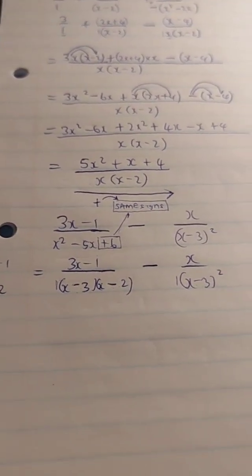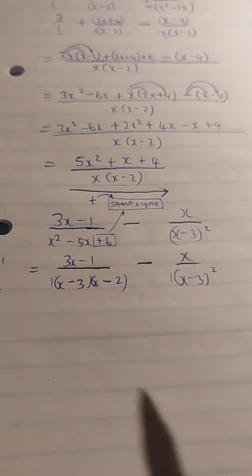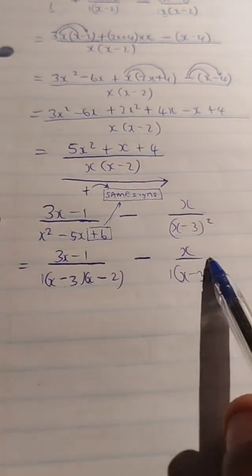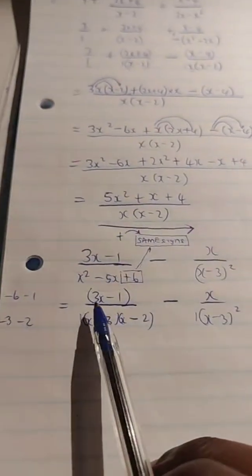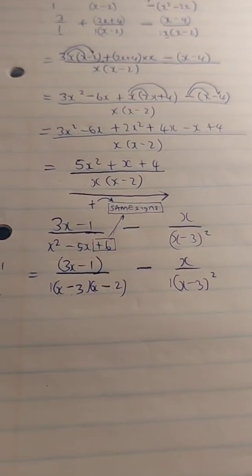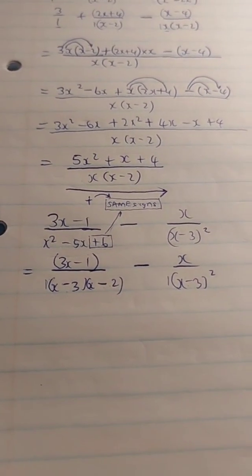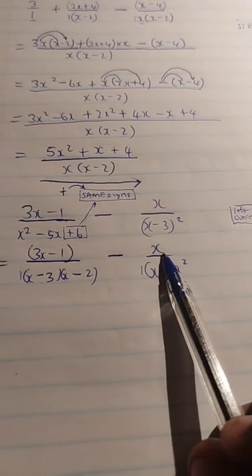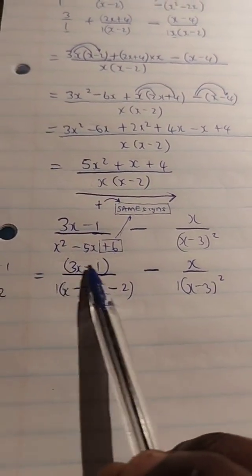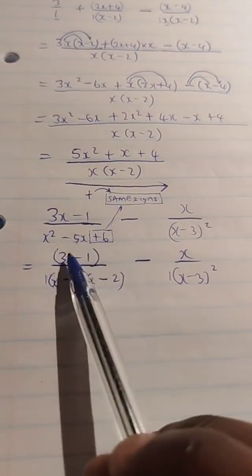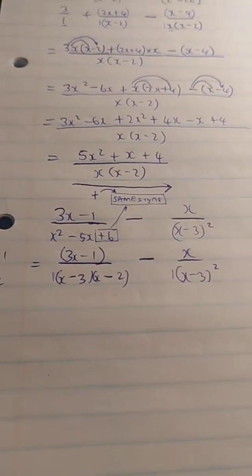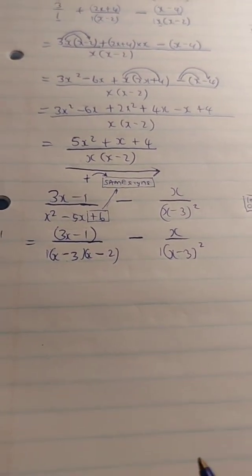But remember what I said to you guys earlier. I said if you have 2 or more terms in the numerator, please put the terms in brackets. It will save you. This is one term, so I'm just going to leave it as it is. But these are two terms, 3x minus 1, so I'm going to put 3x minus 1 in brackets after getting my LCD.